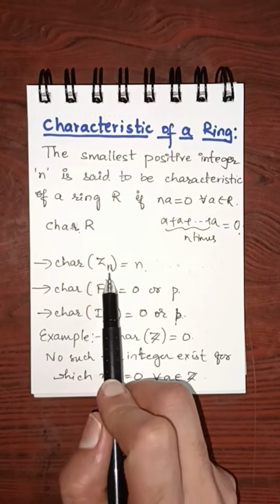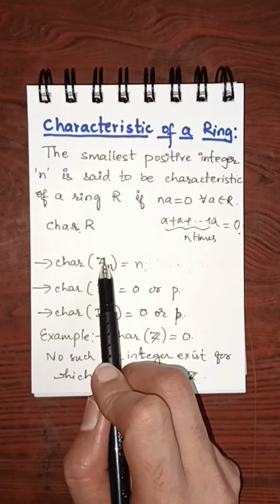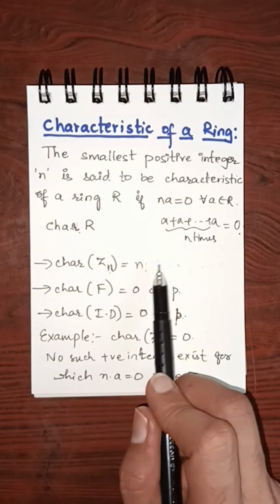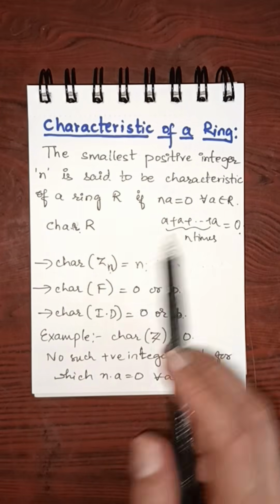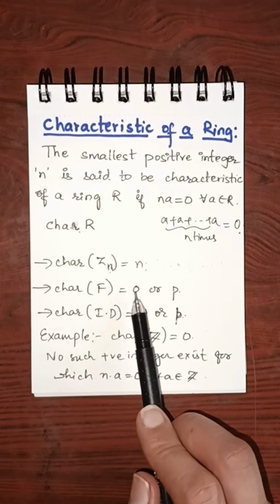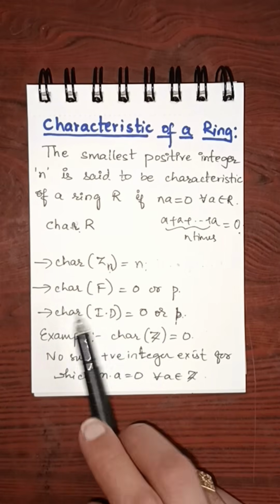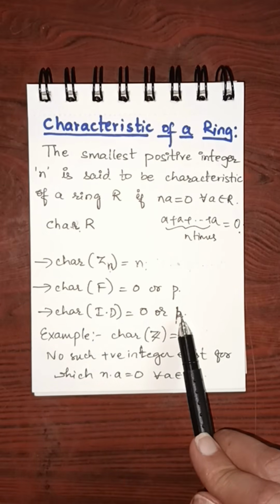Now, characteristic of Zn is always equal to n. Zn means under addition modulo n and multiplication modulo n, it is a ring. So, characteristic of this ring is always n. Characteristic of Z4 is 4. Characteristic of Z5 is 5. Characteristic of a field F is either 0 or it is always a prime number. Characteristic of an integral domain is also either 0 or it is a prime number.